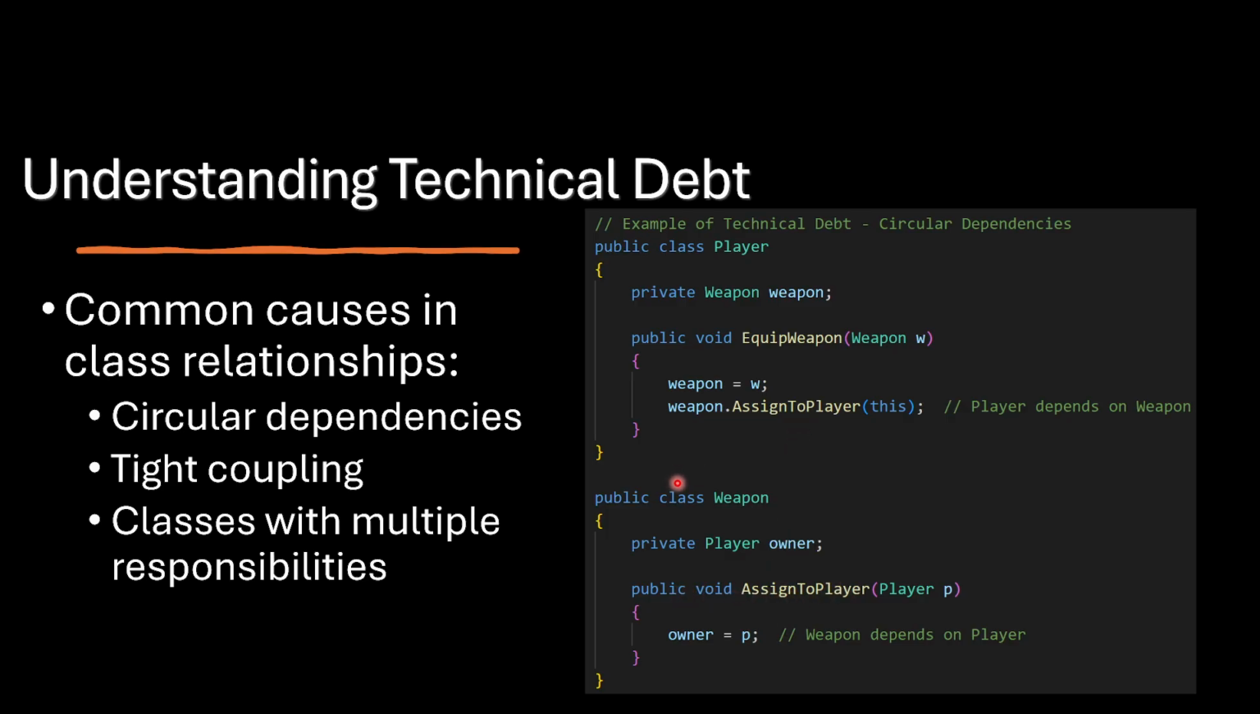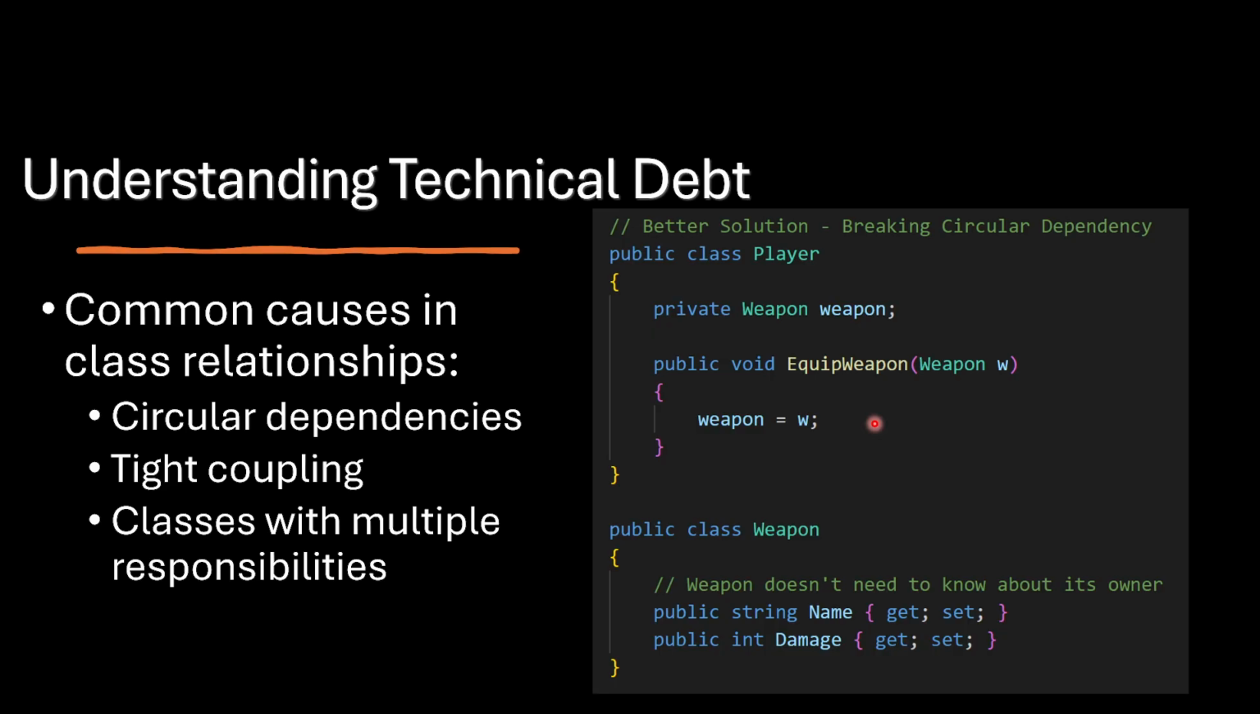This is a very circular reference where it calls assigned to player, which is in weapon, but this calls equip weapon, which is in player, and it becomes a very, very complex tangled web, as I mentioned. Here, we don't need weapon to know about its owner. The only thing we need to know is that the player equips a certain weapon. They still have a reference, of course, because this is still about a relationship between the two, but it's a much looser reference.